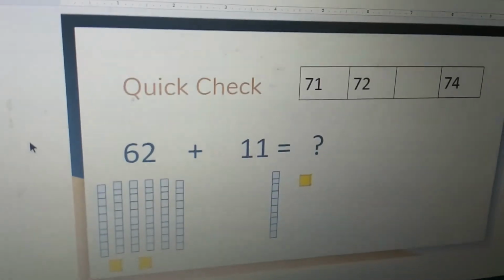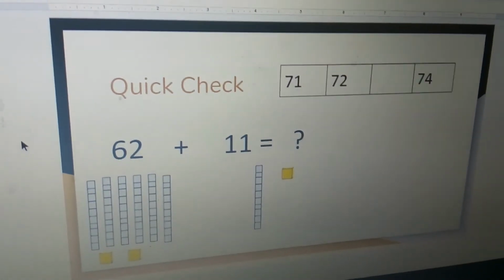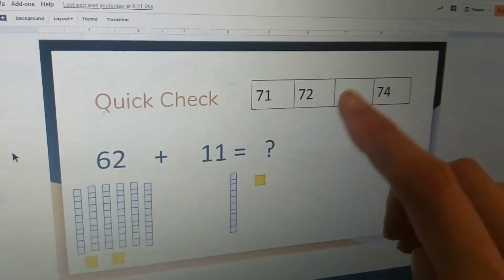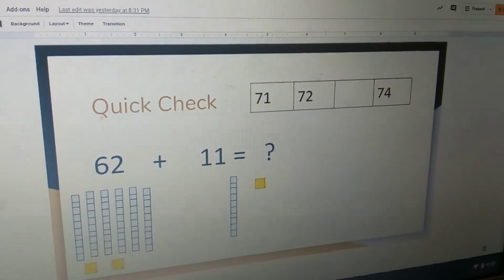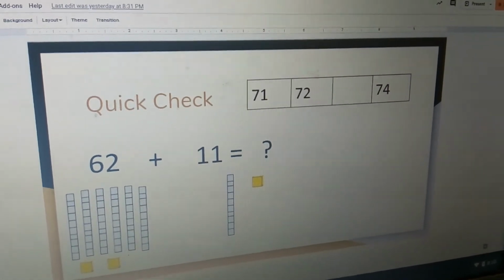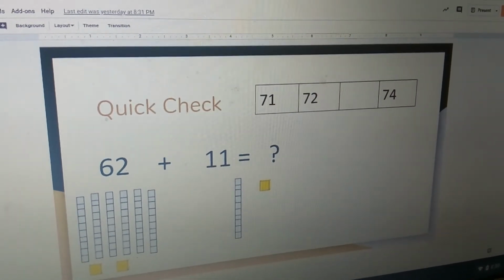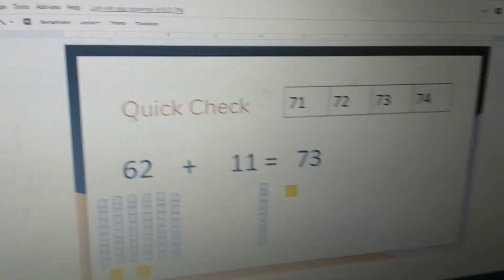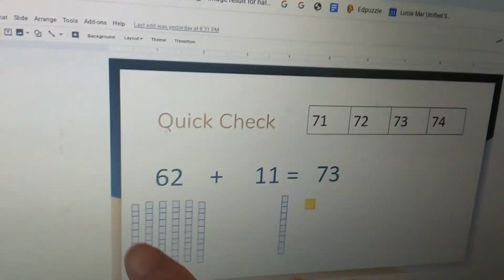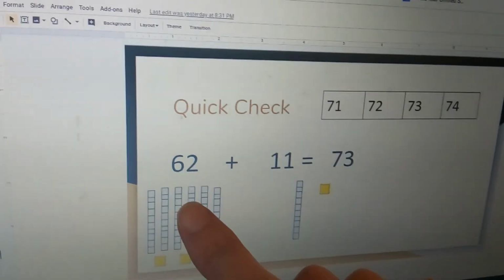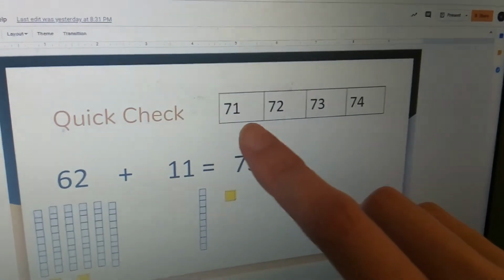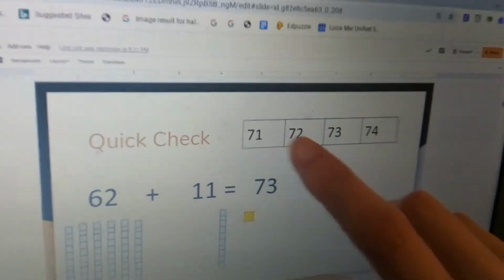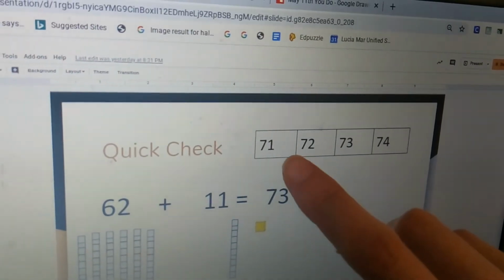Let's take a look at another one. What about 62 plus 11? What is the sum, or what is the missing number that we need to fill in here? Let's take a peek. So it looks like it's 73. So we have 10, 20, 30, 40, 50, 60, 70, 71, 72, 73. And once again, because we're going across to the right, what comes after 1 is 2. And the 7 stays the same, so we have 72.